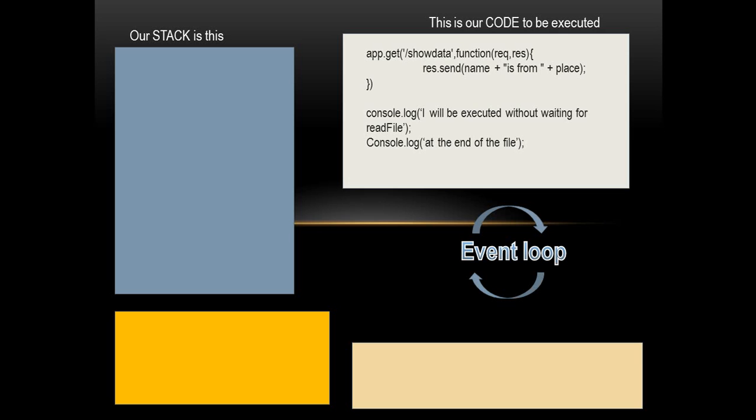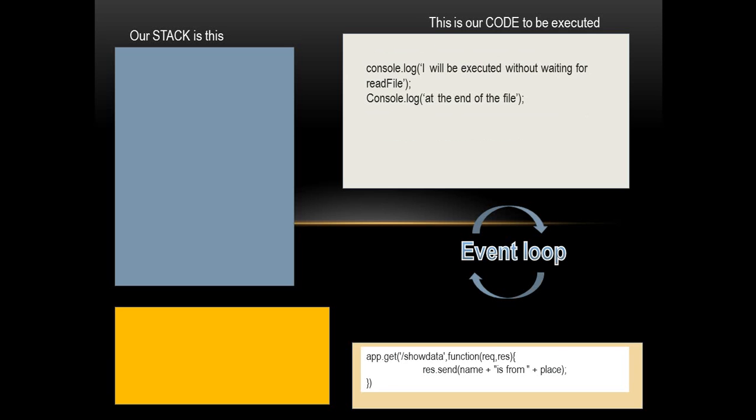So this is the place where the event loop jumps into the picture, and it says, hey JavaScript, please let me hold on to this, and allow me to take care of this bit of code that you have. So the event loop will pick up this piece of code and put it in one place. What is that place?